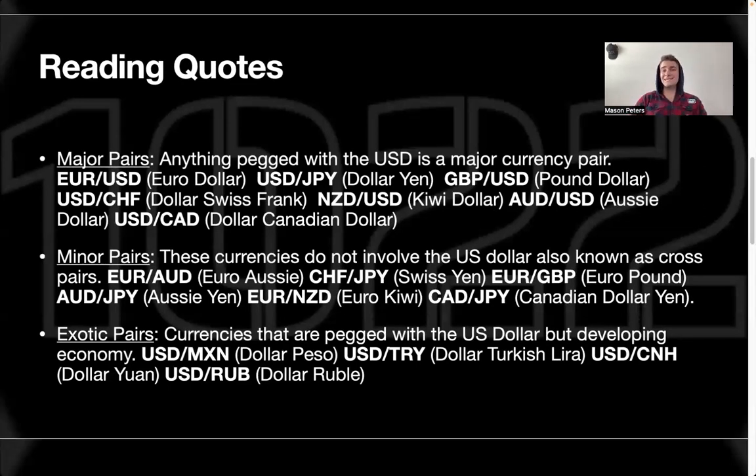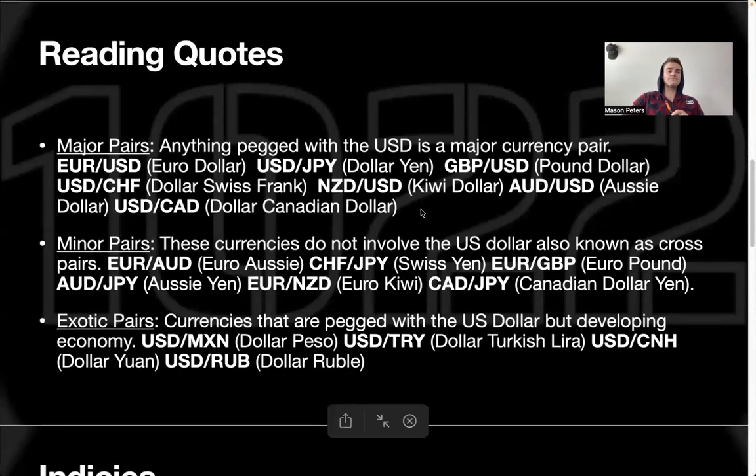GBP USD is the Great British Pound and the US dollar. USD CHF is the US dollar and Swiss franc. NZD USD is the New Zealand dollar and the US dollar, that is the Kiwi and the dollar. AUD USD is the Australian dollar and US dollar, the Aussie dollar, and USD CAD is the dollar and Canadian dollar. Those are going to be your major currency pairs, probably your most traded currency pairs in the market as well.